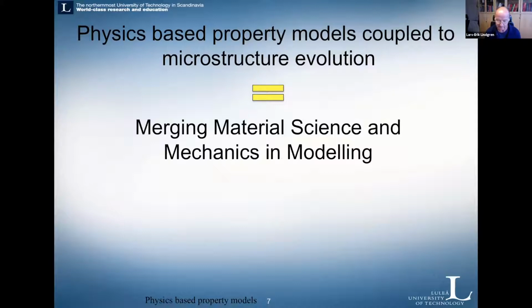Physics-based means that we can look at, for example, strain hardening. Effective plastic strain is not the physical parameter. You cannot observe it, but you can observe dislocations. So we use dislocation density as a measure of the hardening, for example. So that kind of model is what I would like to call the way of merging material science and mechanics in modeling. Modeling is the meeting place for these two fields.